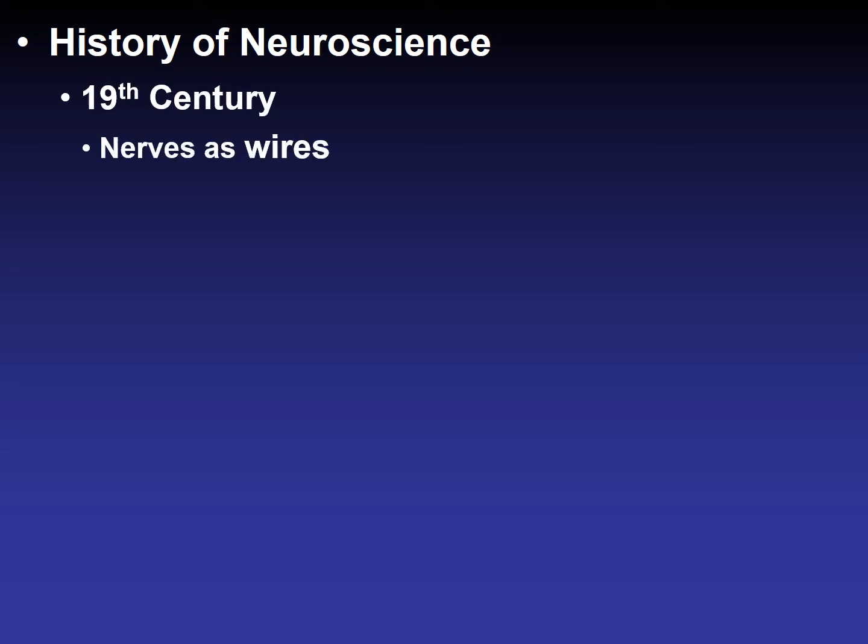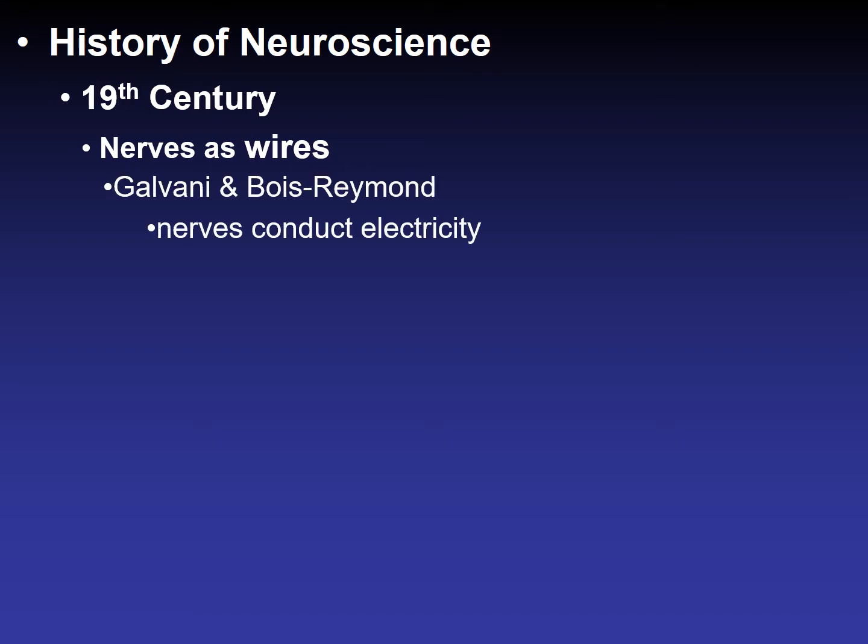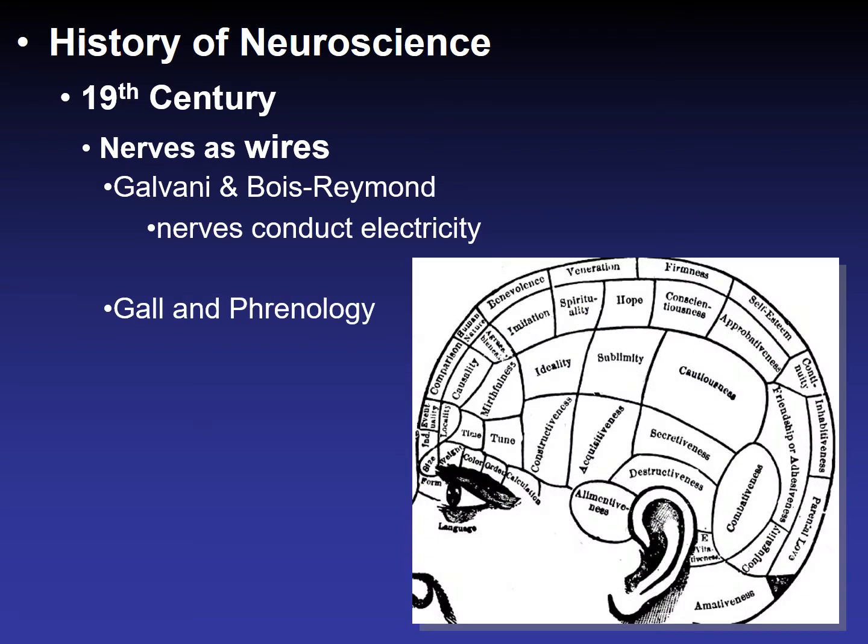Continuing with the history of neuroscience, in the 19th century, as we mentioned in the previous lecture, we were just beginning to view the possibility that nerves act as wires, sending electrical signals along their extent, and that's how the brain can communicate with the rest of the body through these nerves. And this was thanks, in part, to Galvani and Bois-Reymond that we understood that nerves could conduct electricity.